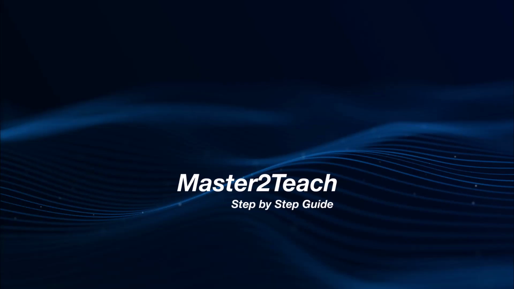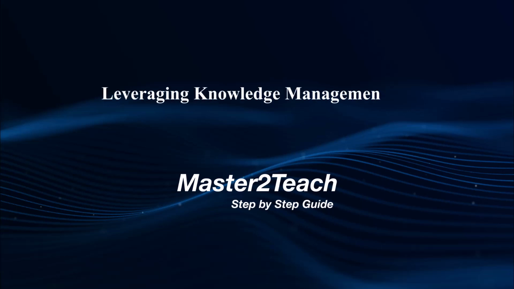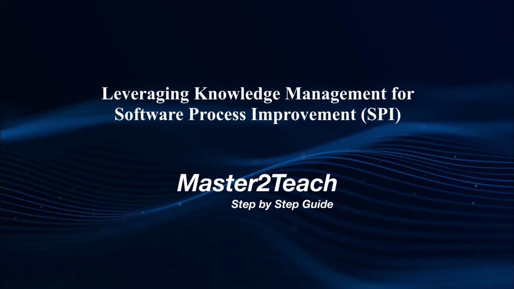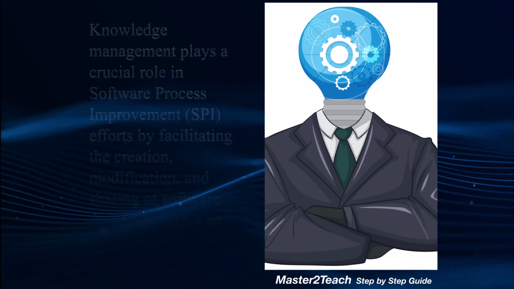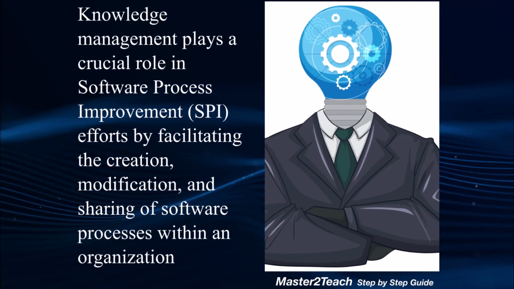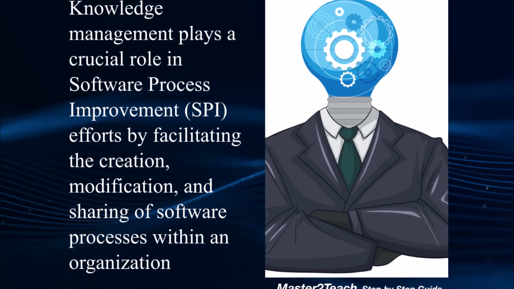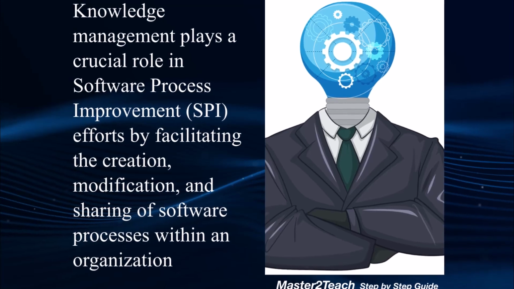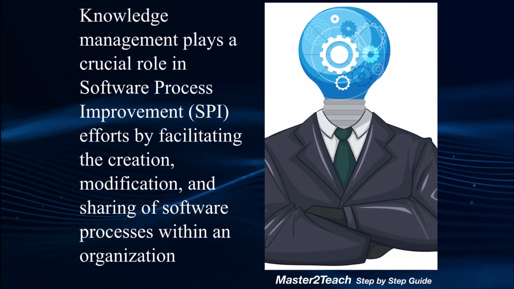In this tutorial, we will explore leveraging knowledge management for software process improvement. Knowledge management plays a crucial role in software process improvement efforts by facilitating the creation, modification, and sharing of software processes within an organization. Here's how knowledge management is used in SPI efforts.